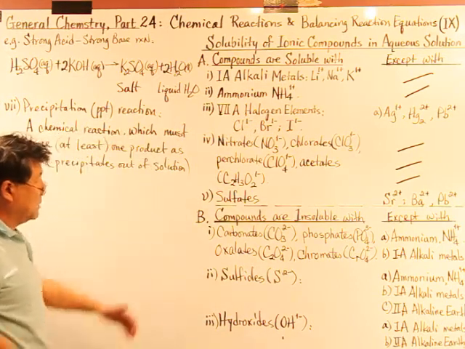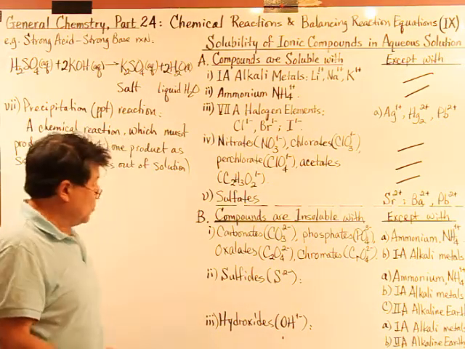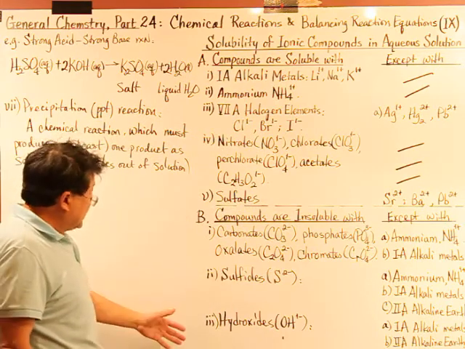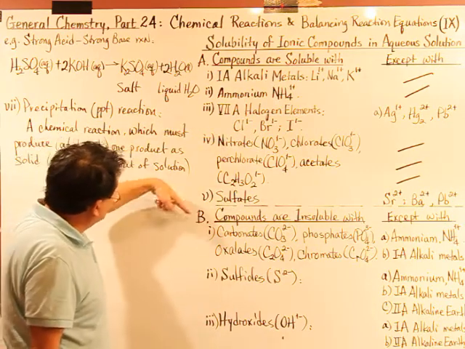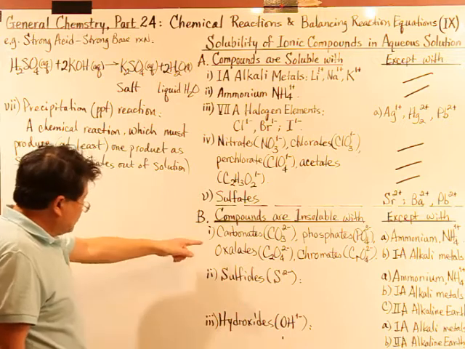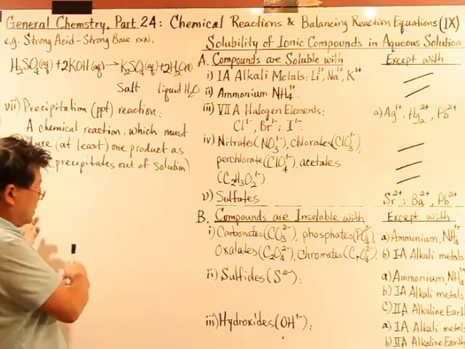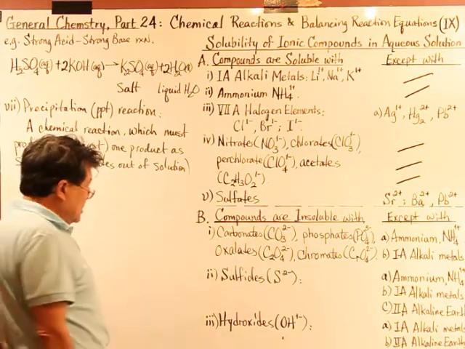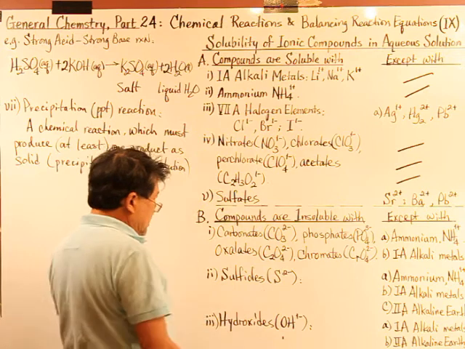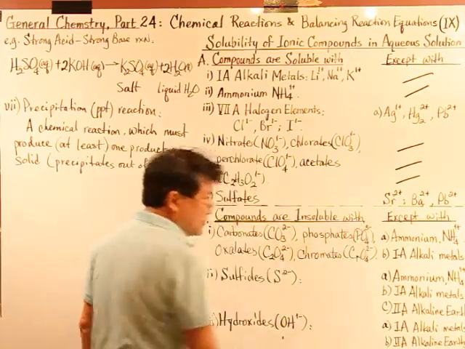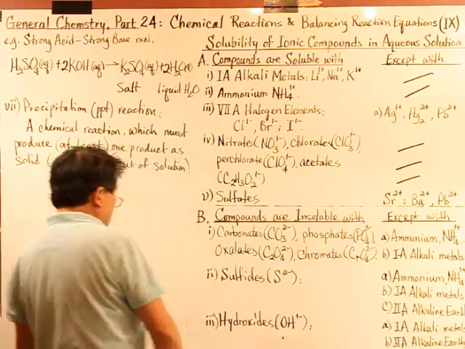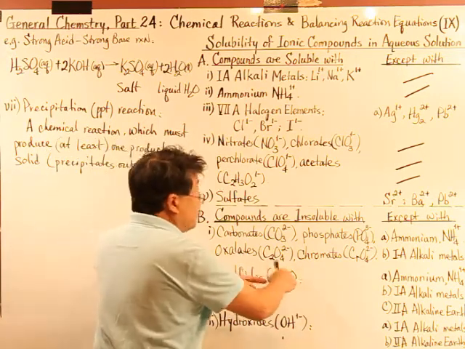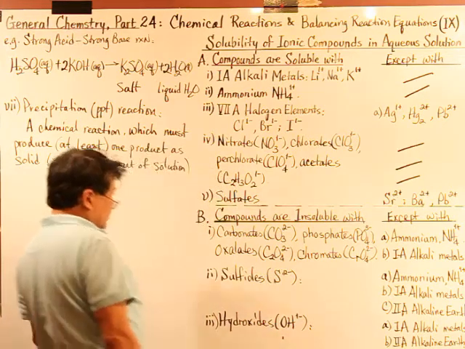Then the second group: compounds that are insoluble, and have exceptions. There are 5 categories. The first one is carbonate. I think we already talked about carbonate, calcium carbonate, last part as an example. It's a 2 minus anion. Then phosphate, PO4 3 minus. Oxalate, C2O4 2 minus, that's organic.